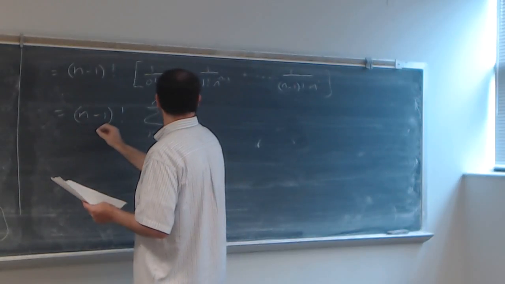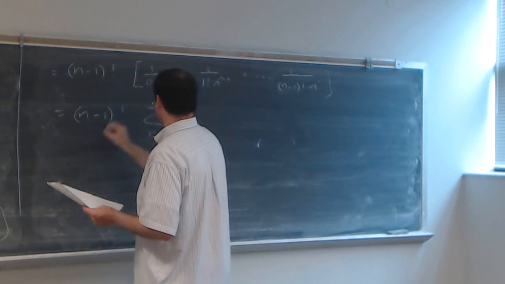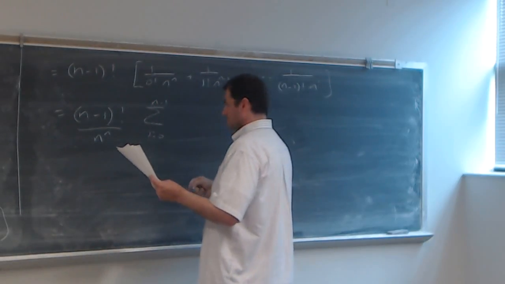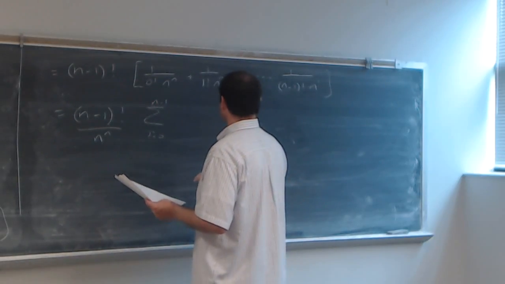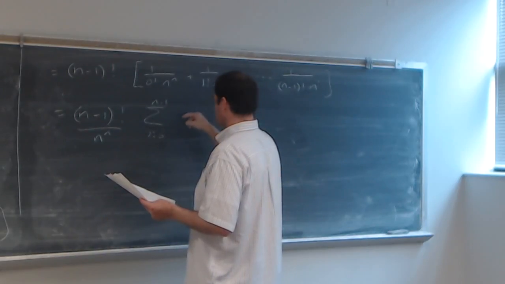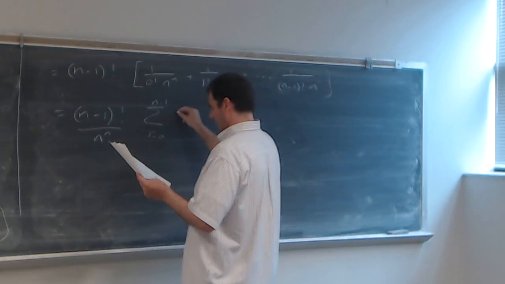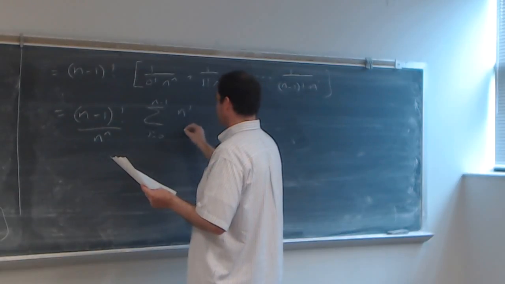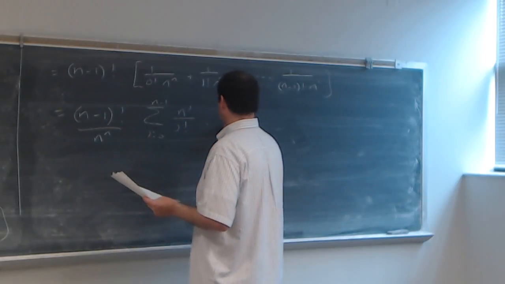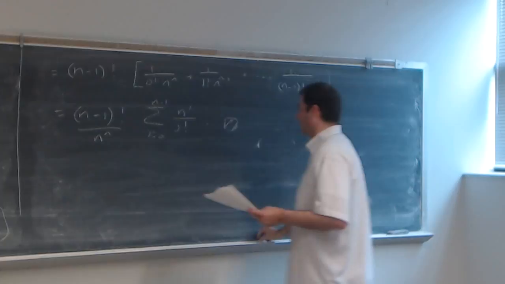Well, let's divide by n to the n here out front. I'll pull out this n to the n. If I pull out n to the n every time, what I would have is n raised to the j all over j factorial. That's what matches in the factorial or in the book.